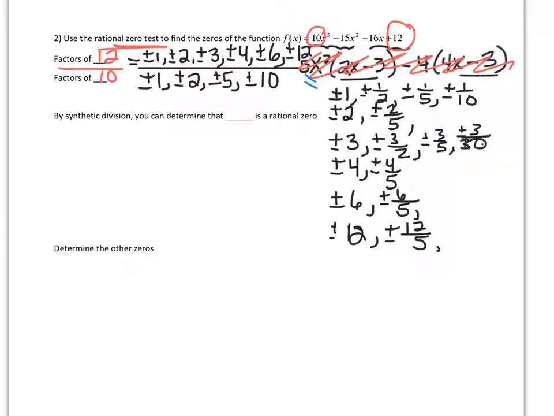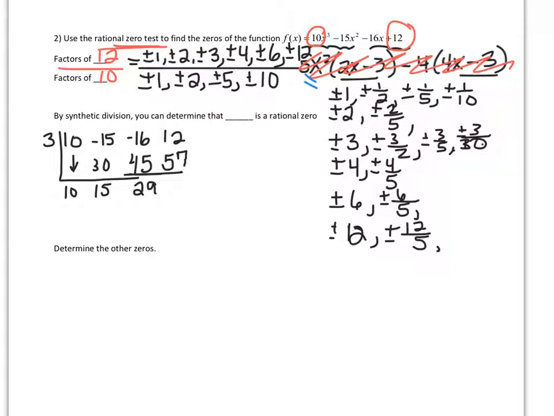So we're going to have to use synthetic division to see which one is going to be the rational root or rational zero. So we're always going to try the whole numbers first. So I don't know, let me try 3, for example. So let's see if 3 is a root. So we're going to put 10, -15, -16, and 12. So I'm going to bring down the 10, multiply, add, multiply, add, multiply, add. Okay, I did not get a remainder of 0, so 3 can't be a root.